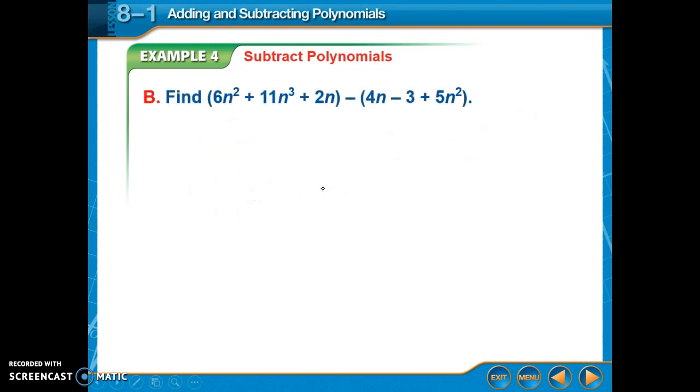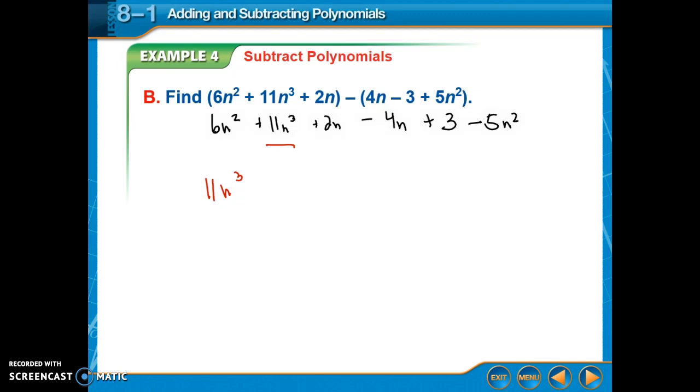Okay, so again, we just want to start by rewriting. So this is 6n squared plus 11n cubed plus 2n minus 4n plus 3 minus 5n squared. Okay, so once I start with the highest power, and my highest power is 11n cubed, and there is no other cubed, so I just do 11n cubed. I don't add or subtract anything to it.